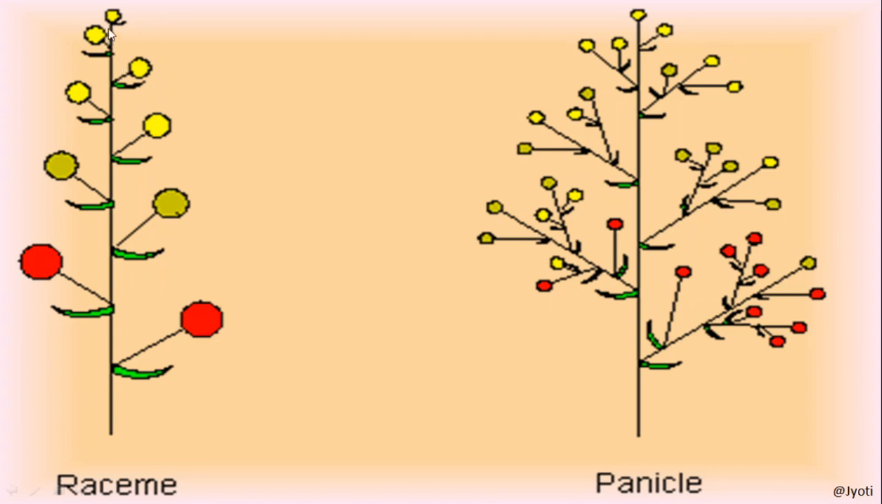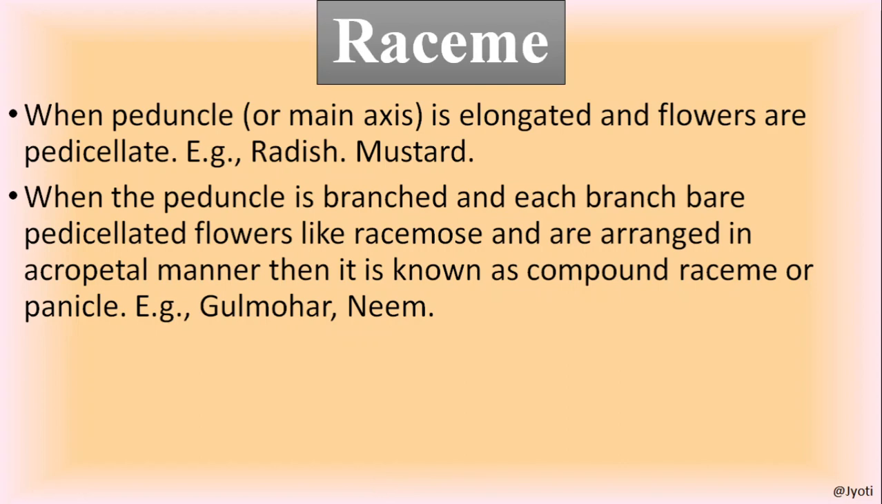So here you can see the main axis is growing, and the main axis is having the pedicellate flower. So each flower is having pedicel. That means the stalk of the flower by which it is attached to the inflorescence is called pedicel. So pedicellate flowers are there and they are arranged in acropetal succession. That means older flower towards the base and younger flower towards the apex. Okay. So, and what we discussed, the other one is compound raceme.